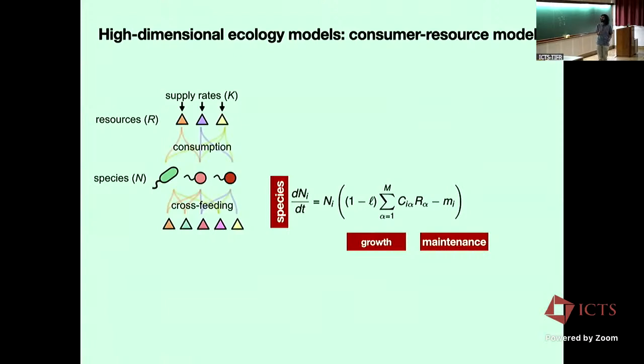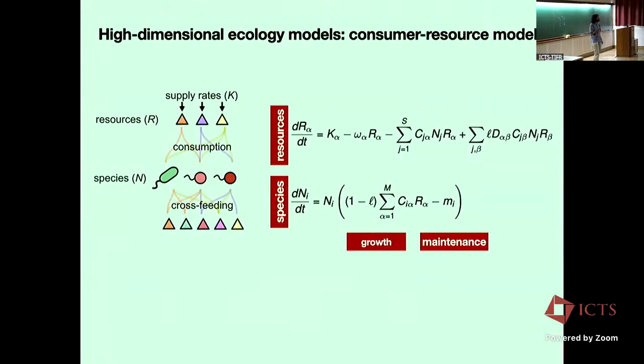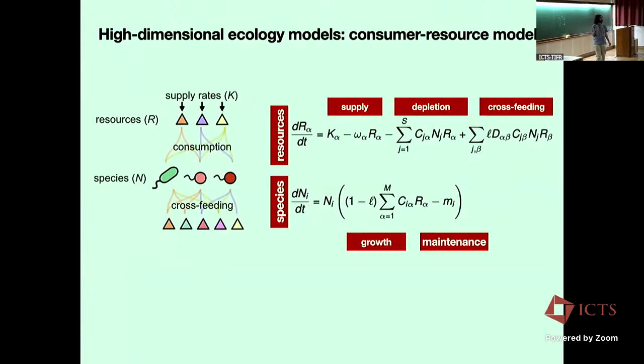Different models can look a bit different. And then you also have dynamics for resources. With resources, you might have, in this particular model, three types of things that can happen. These resources can be supplied by the external environment at some rate K_α. They can be depleted by different species as they consume them. And then in microbial ecosystems, often what you see is this other phenomenon whereby species don't just consume different resources, but as a result of consuming different resources, they then produce different byproducts. This phenomenon is called cross-feeding, which you can also incorporate into these models.